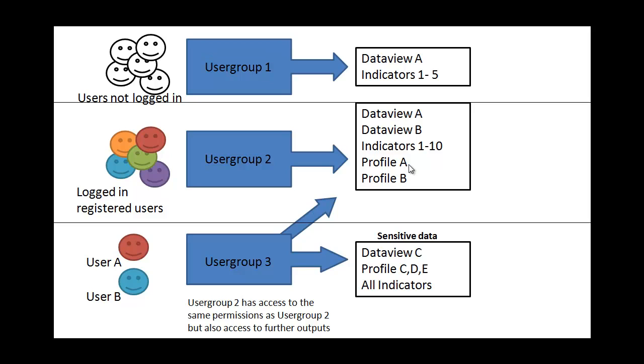Finally, there is a third user group, to which only two users have been added. These users have access to the same outputs as those in user group 2, but also have access to further outputs and more sensitive data.